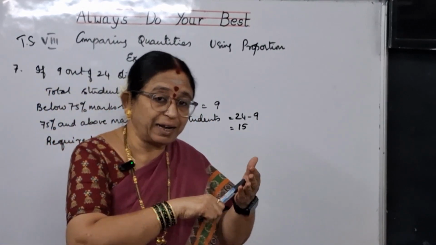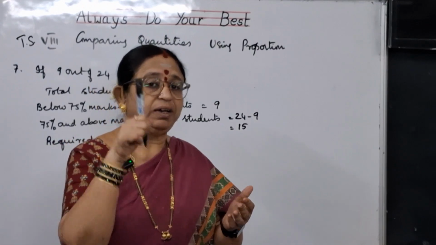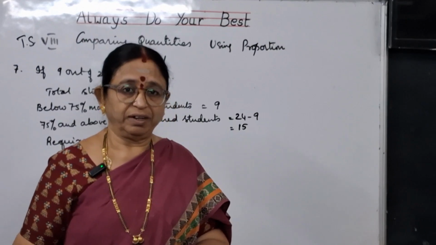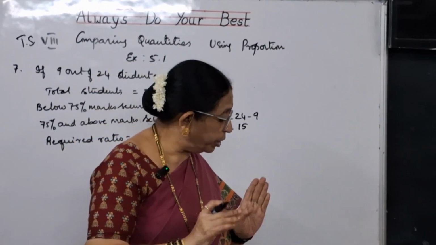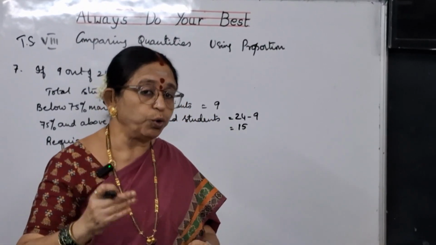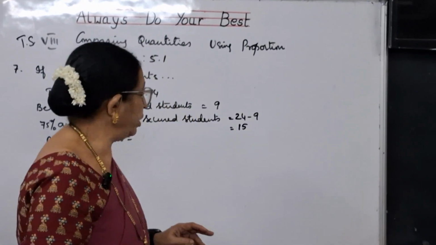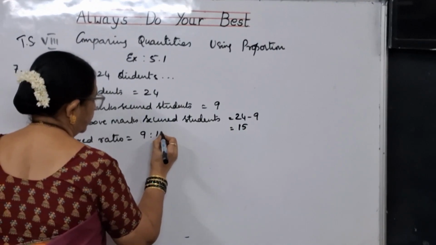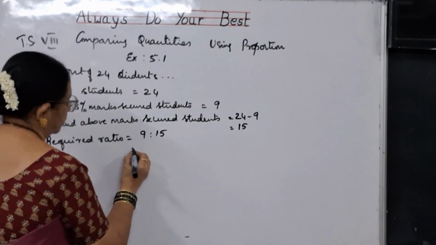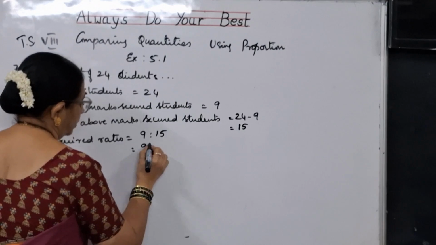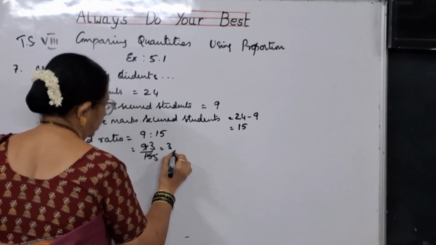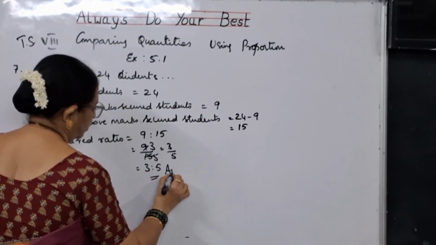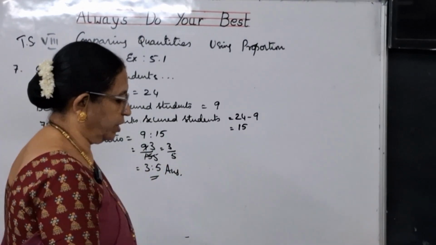The way in which the question is asked, in the same way only you have to answer. Otherwise you will be writing an inverse answer. So the first question is below 75 marks to 75% and above. Below 75 marks the 9 students get, and above 75% it is 50 students. So this is 9 by 15, 3 3s are 3 5s are, 3 by 5. So 3 is to 5. So the required ratio is 3 is to 5.